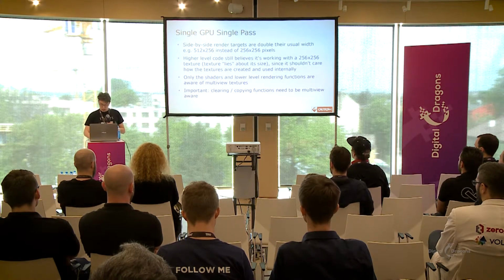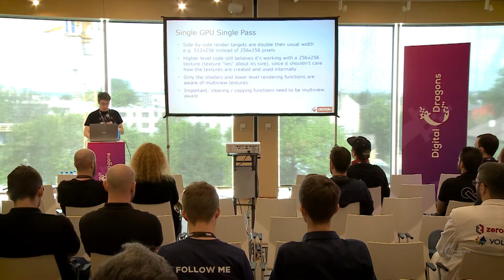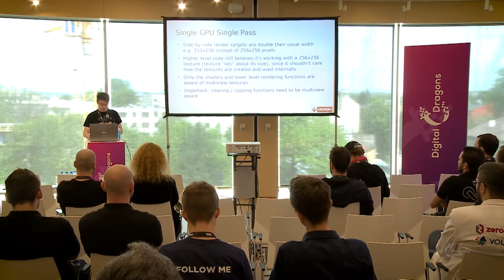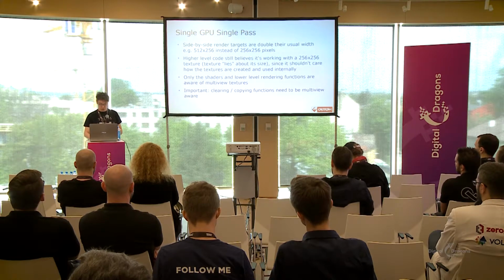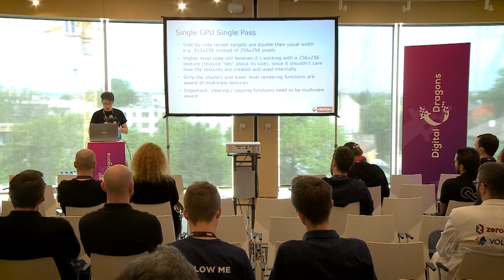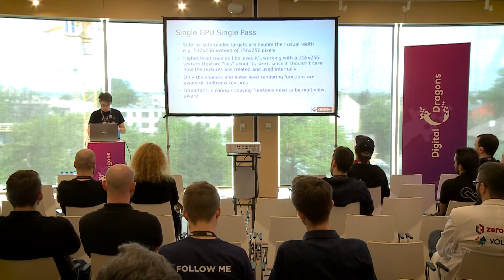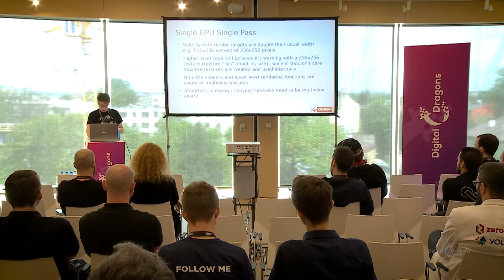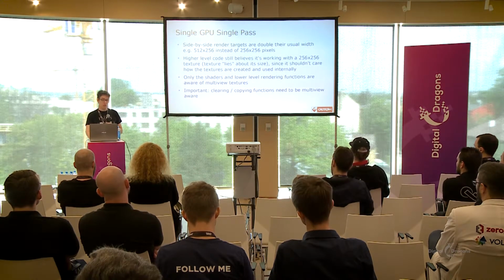What's important to note is that some of these functions were copying and clearing operations, which really must be aware that they're working with multi-view textures. When you're clearing a part of the render target on a higher level, which doesn't even know that it's working with a multi-view texture, we need to clear both sides, the left and right side. And also when copying, we need to take into account if the source or target texture is multi-view.